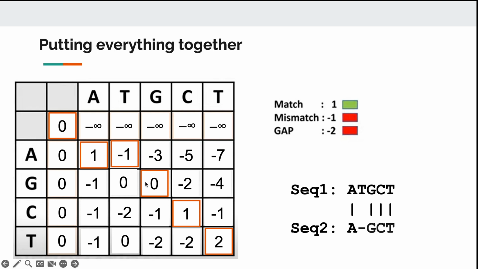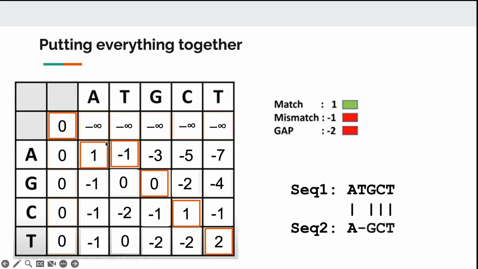To find the optimal solution, we look at the bottom row, where the alignment has to end, and we find the largest number, which is 2. And then we trace back how we arrived at this 2. So this 2 is 1 plus 1 for a match between T and T, and this 1 comes from this 0 and a match between C and C. And this 0 comes from this -1 with a match between G and G. And this -1 comes from this score of 1 with a gap.